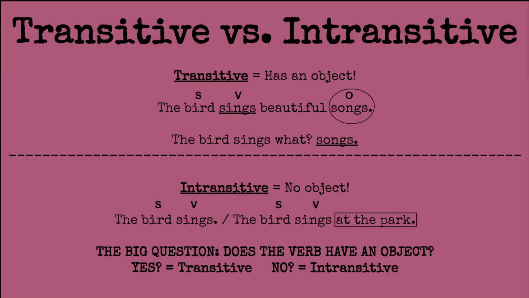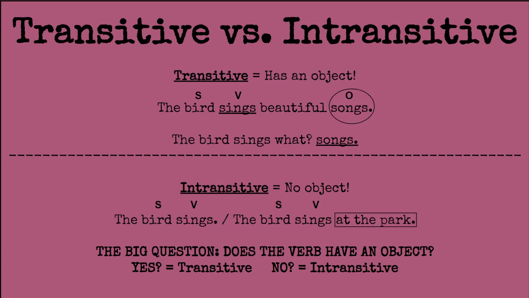But let's look at something else here. Let's say we just have the sentence, the bird sings. Well, this sentence still makes sense. It's still a complete sentence because we have a subject, bird, and we have a verb, sings. But when we ask the question, what does it sing? We don't know. Several things could follow that verb. It could be beautiful songs like previously, but it could also be a specific tune. It could say that it sings poorly. We're not sure what the object of this sentence is, which means that it's intransitive.